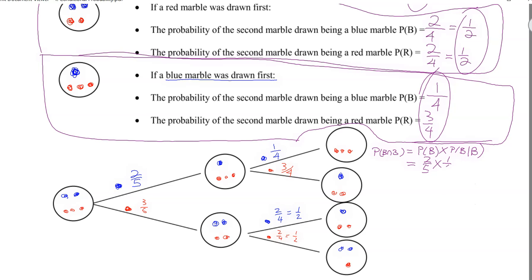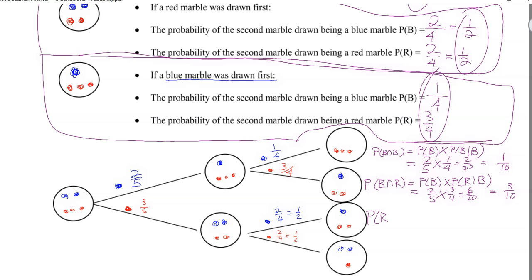Times 1 out of 4, which is 2 out of 20, or 1 out of 10. So that's the probability of getting a blue and then a blue. The probability of getting a blue followed by a red is the probability of getting a blue times the probability of getting a red, given that we got a blue on the first one. So the probability of blue is still this first probability, 2/5, first marble drawn. The probability of getting a red, given that you've got a blue, is 3 out of 4, which gives 6 out of 20, which is 3 out of 10.